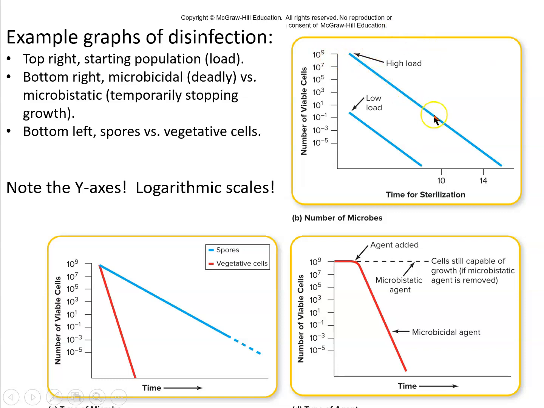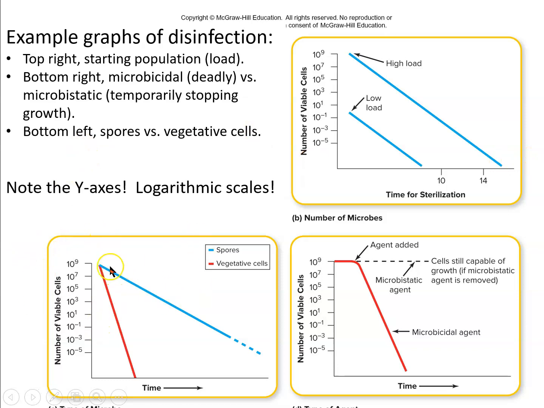But the slope of both of them would be the same. So it's like the probability of any cell dying is the same whether you start with 1 billion of them or 1 of them. And well, 1 doesn't really make sense, but if there's like 10 of them, they would decrease, again, with the same decimal reduction time that the high population would start with.